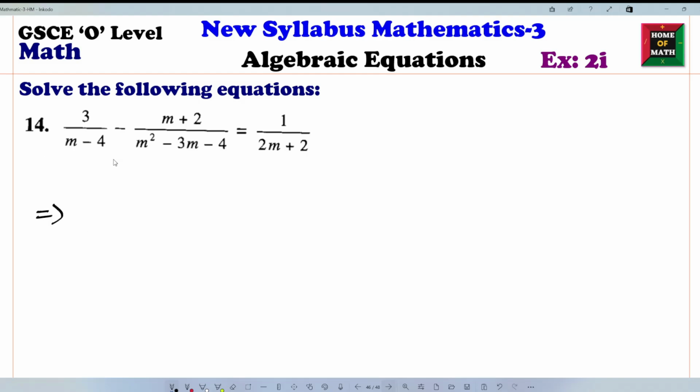Number 14. Here on the left-hand side there are two fractions and on the right-hand side one fraction. Look, here is 3 divided by m minus 4, minus m plus 2 divided by m square minus 3m minus 4, equal to 1 divided by 2m plus 2. So first, 3 over m minus 4 minus m plus 2.